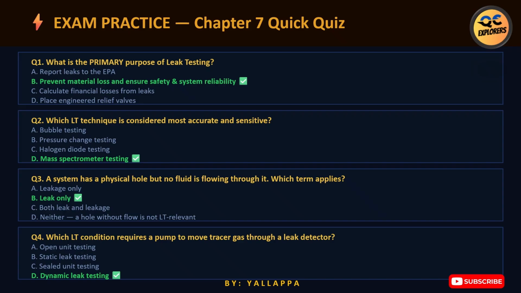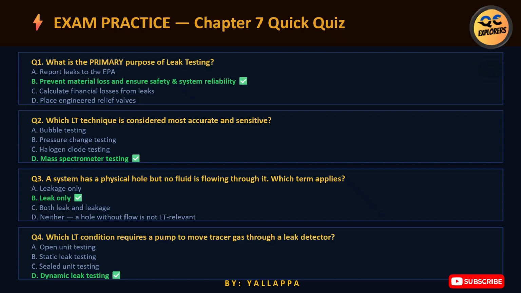Question number 3. A component contains a crack but no fluid is flowing through it. What exists? A. Leakage only. B. Leak only. C. Both leak and leakage. D. Neither. Pause and think. The answer is B. A leak exists, but leakage does not, because no fluid movement is occurring.